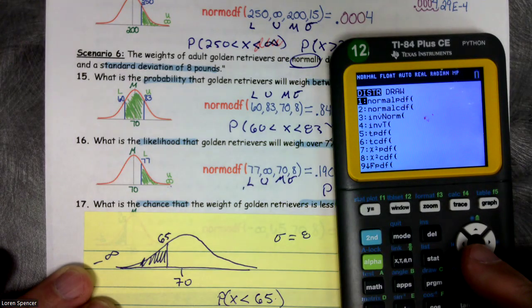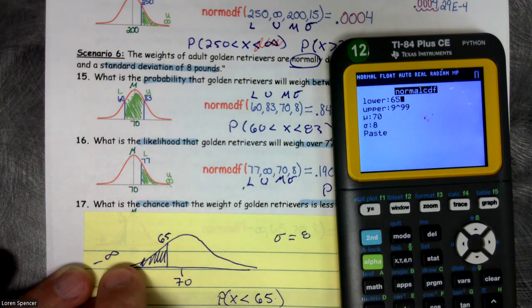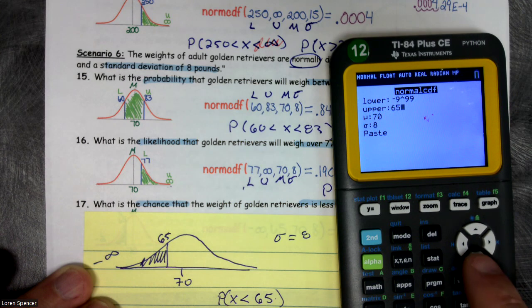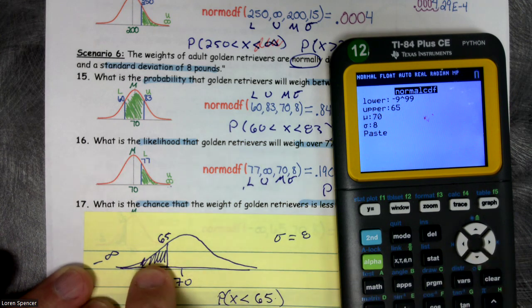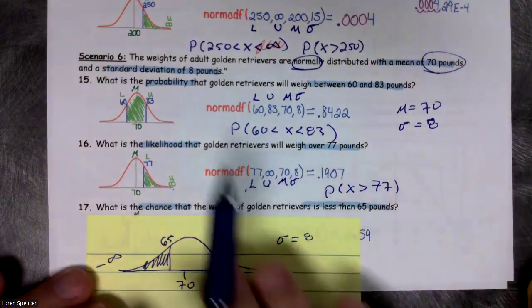So second vars, norm CDF, lower bound 65. But it's like, nope, that's not the lower bound. The lower bound's negative infinity. So we put a negative 9 raised to the 99th. Always be careful. Upper bound 65. Once again, I'm just looking at my statement. Mean 70. Standard deviation is still 8. And we get 0.2659.